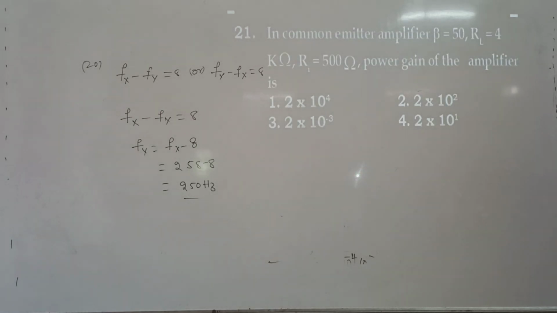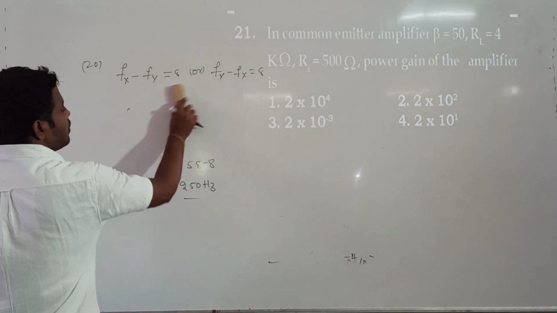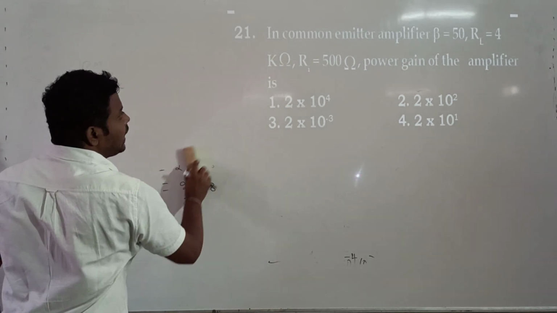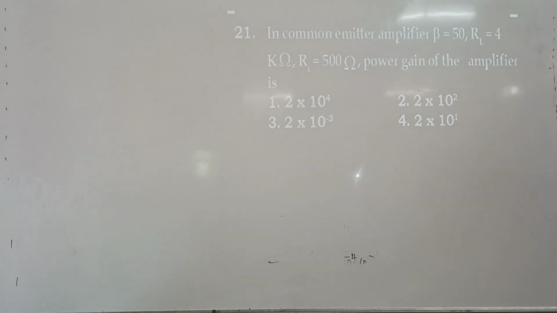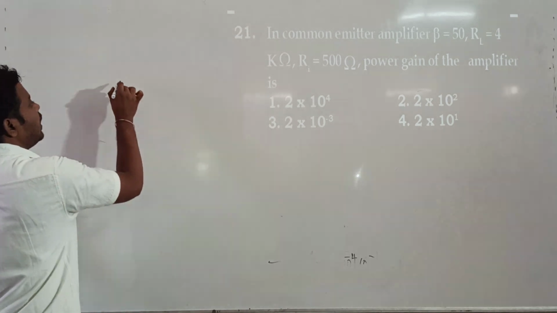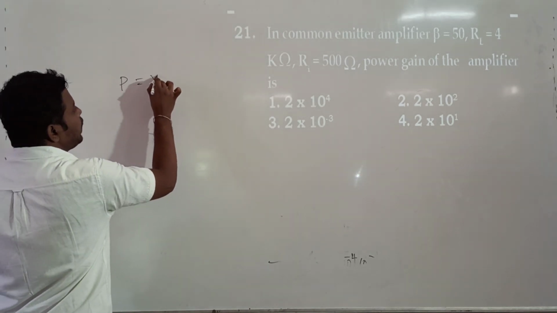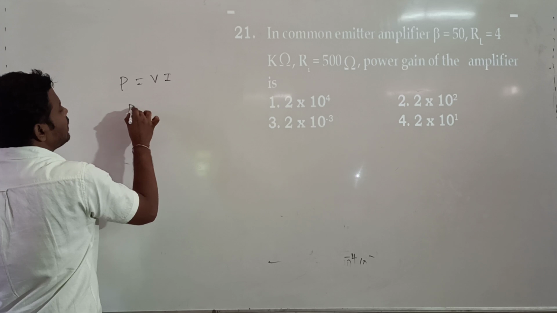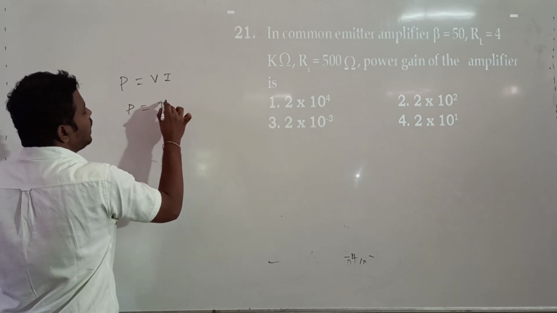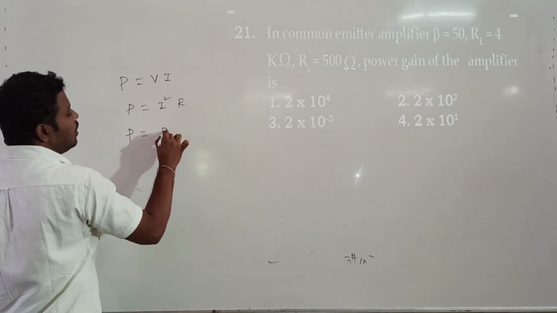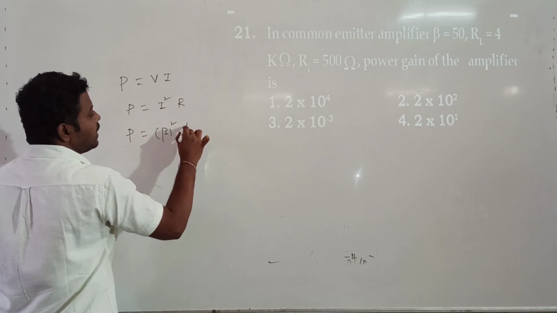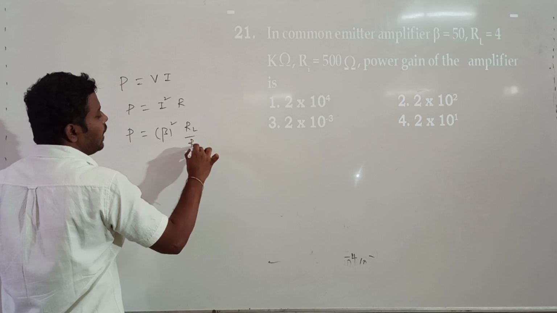Next one, question number 21. In a common emitter amplifier, the beta value is given as 50, that is the current gain. RL is the load resistance, the output, and RI is the input resistance. What is the power gain? They ask us to calculate the power gain. P is equal to V into I, which can be written as P is equal to I squared into R. So power gain is equal to current gain into resistance gain, that is given by RL by RI.